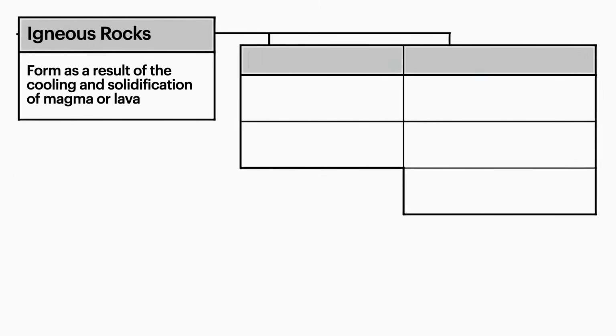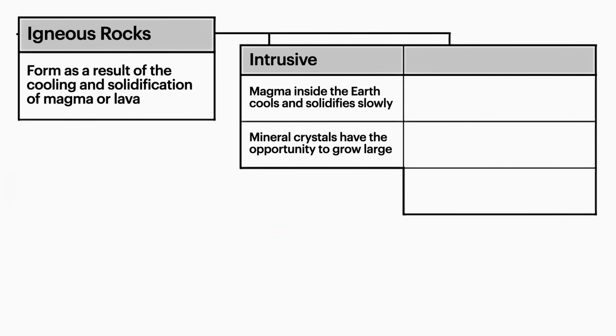Starting with intrusive igneous rocks. So these are rocks that form when magma specifically cools and solidifies. Magma inside the earth cools and solidifies. And because it's so hot inside the earth, that process is very slow. It may take thousands or more years. The result is this. Rocks that form in this way have big mineral crystals because that slow cooling process allows crystals to grow and form. One of the most common rocks on Earth is granite.